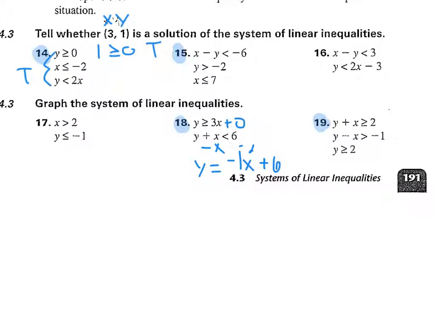So get the y by itself. I did that for you on number 18. Number 19, you need to do it by yourself. You have to subtract that x over, add the x over. This one, there's nothing you need to do. He's crossing the y at 2.